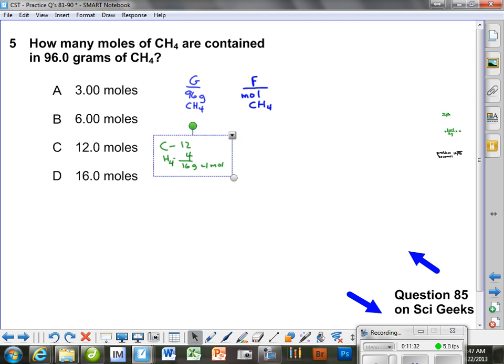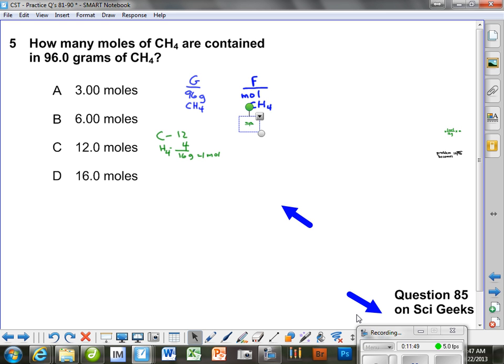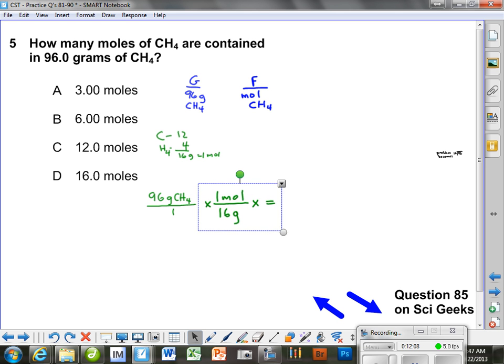And so we know that for carbon, the mass is 12. 4 hydrogens with 1 each from the periodic chart gives us 4, and that gives us a total here of 16 grams. And next we're going to start our problem. The problem's going to start with given over 1. And the given over 1, of course, is 96. And next we're going to simply have to use our molar mass calculation. And we know that the molar mass is 16 grams.